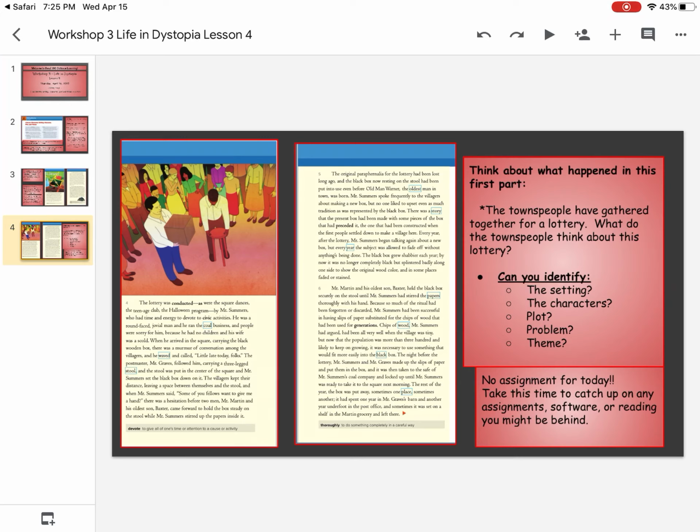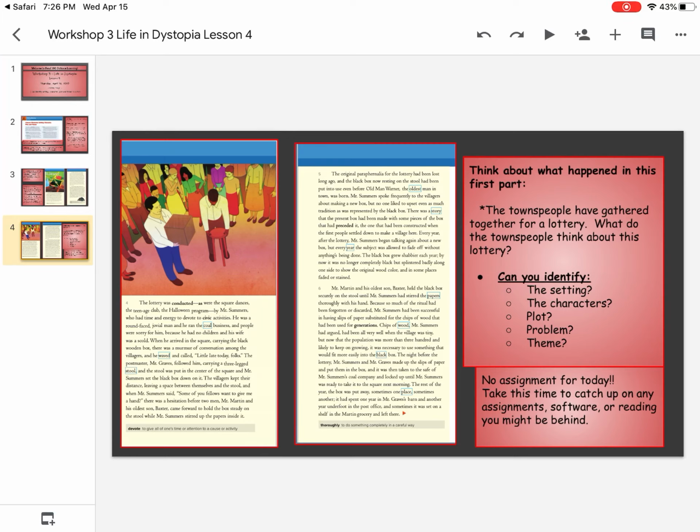The night before the lottery, Mr. Summers and Mr. Graves made up the slips of paper and put them in the box, and it was then taken to the safe of Mr. Summers' coal company and locked up until Mr. Summers was ready to take it to the square next morning. The rest of the year the box was put away, sometimes one place, sometimes another. It had spent one year in Mr. Graves' barn and another year underfoot in the post office, and sometimes it was set on a shelf in the Martin grocery and left there.